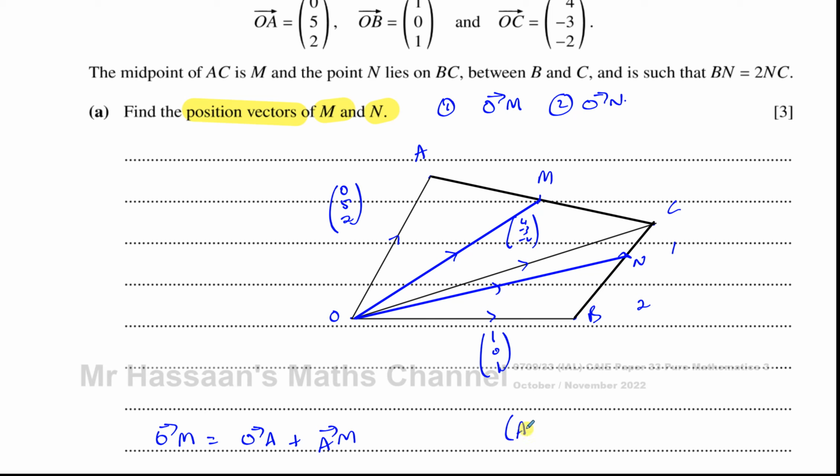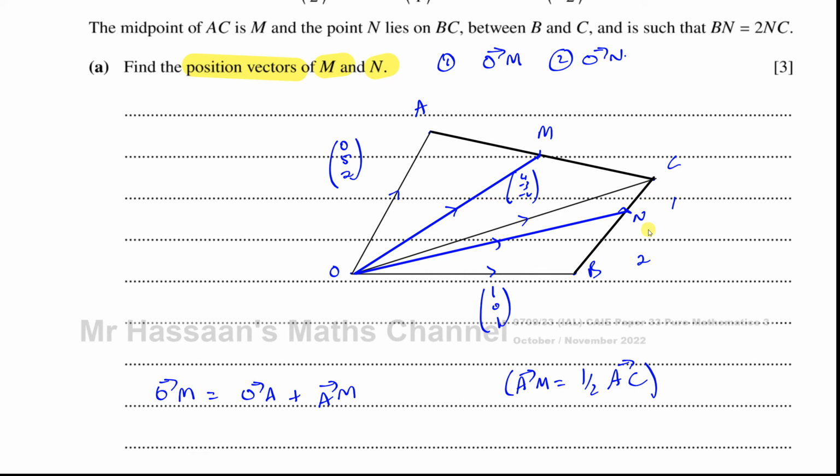Now we know that A to M is a half of A to C. Okay, and so what we can do here is we need to find the vector from A to C first. How do you find A to C? The vector from A to C. How do you find that?